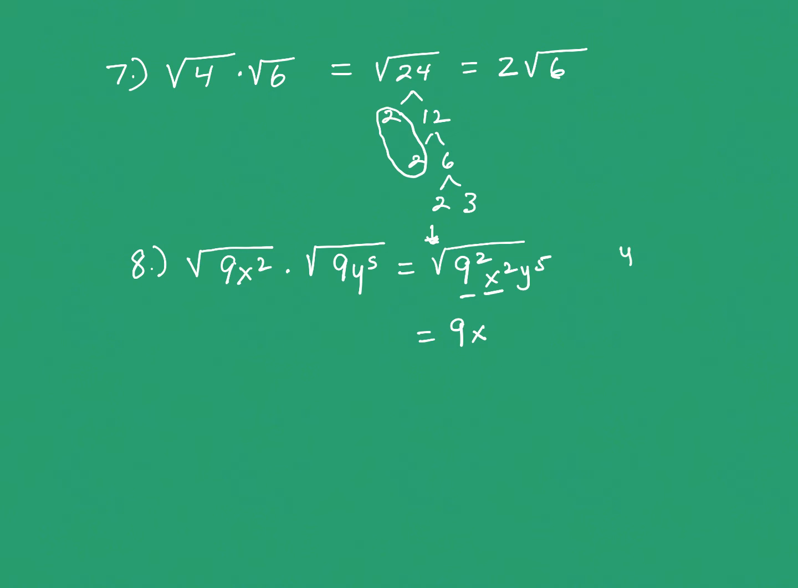Y to the 5th is y times y, that's a group. Y times y, that's another group. And then you have a y that's out, so you're going to have 9xy squared times the square root of whatever is remaining, so you have y.